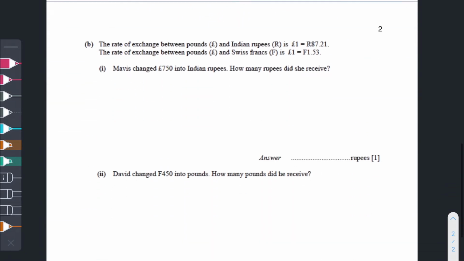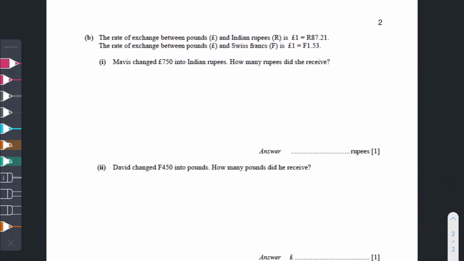The next part of the question says the rate of exchange between pounds and Indian rupees is 1 pound to 87.21 rupees. The rate of exchange between pounds and Swiss francs is 1 pound is equal to 1.53 Swiss francs. Part 1 says Mavis changed 750 pounds into rupees. How many rupees did she receive?